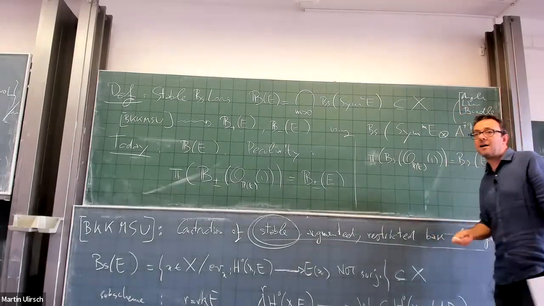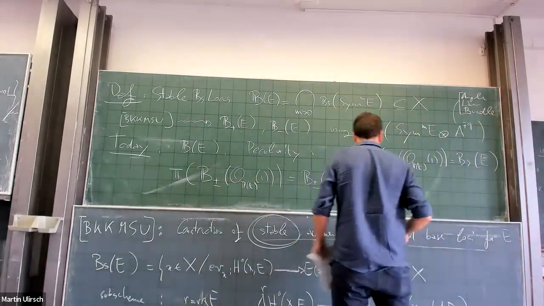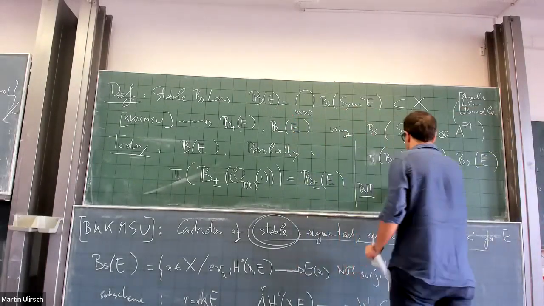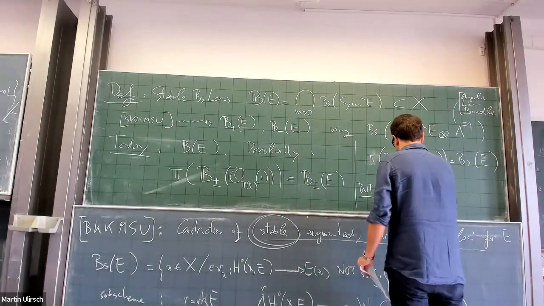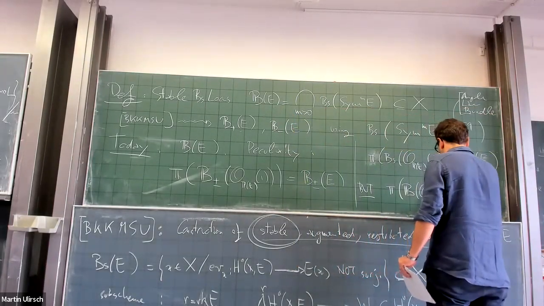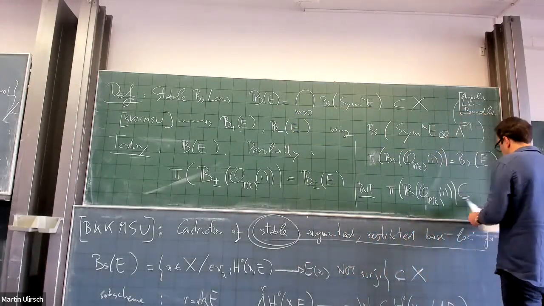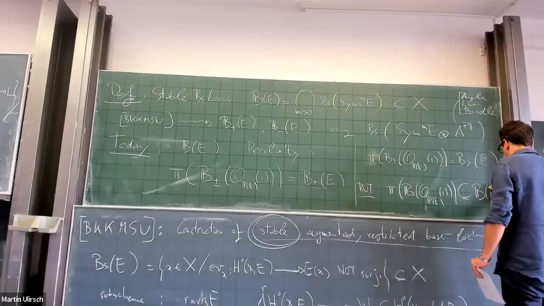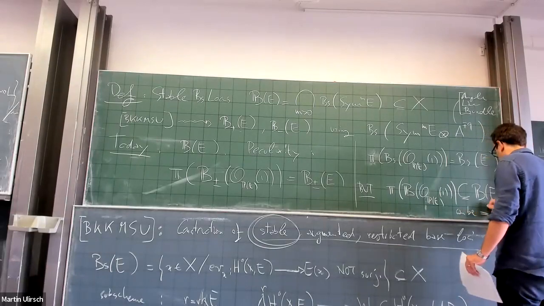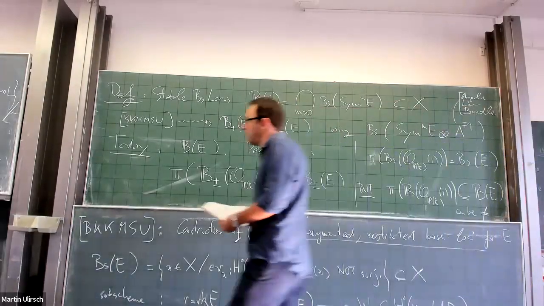A surprising fact is that the same does not apply for the stable base locus. So in general, we have that the image of the stable base locus of O1 is just included in the base locus of E. But it can be different. And I want to give an example of this first fact.